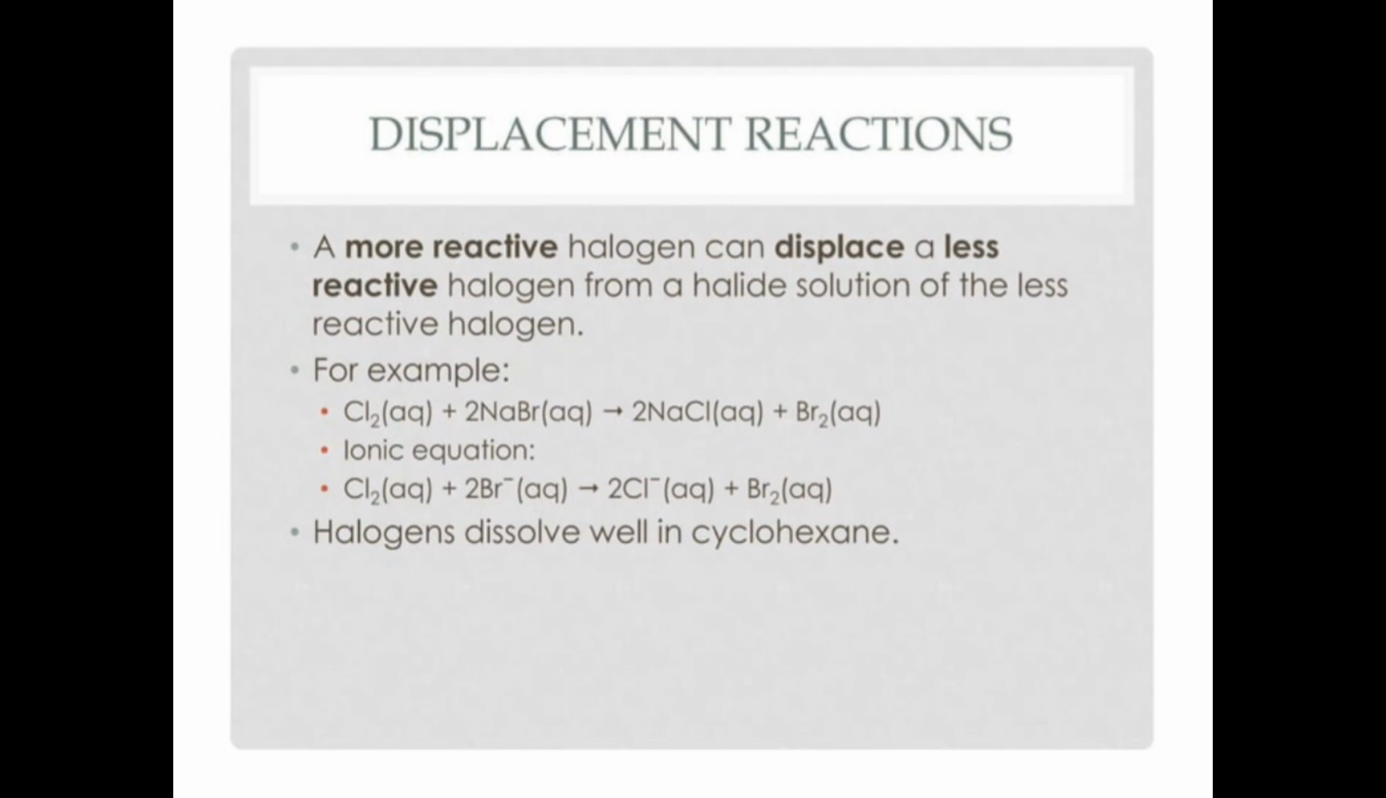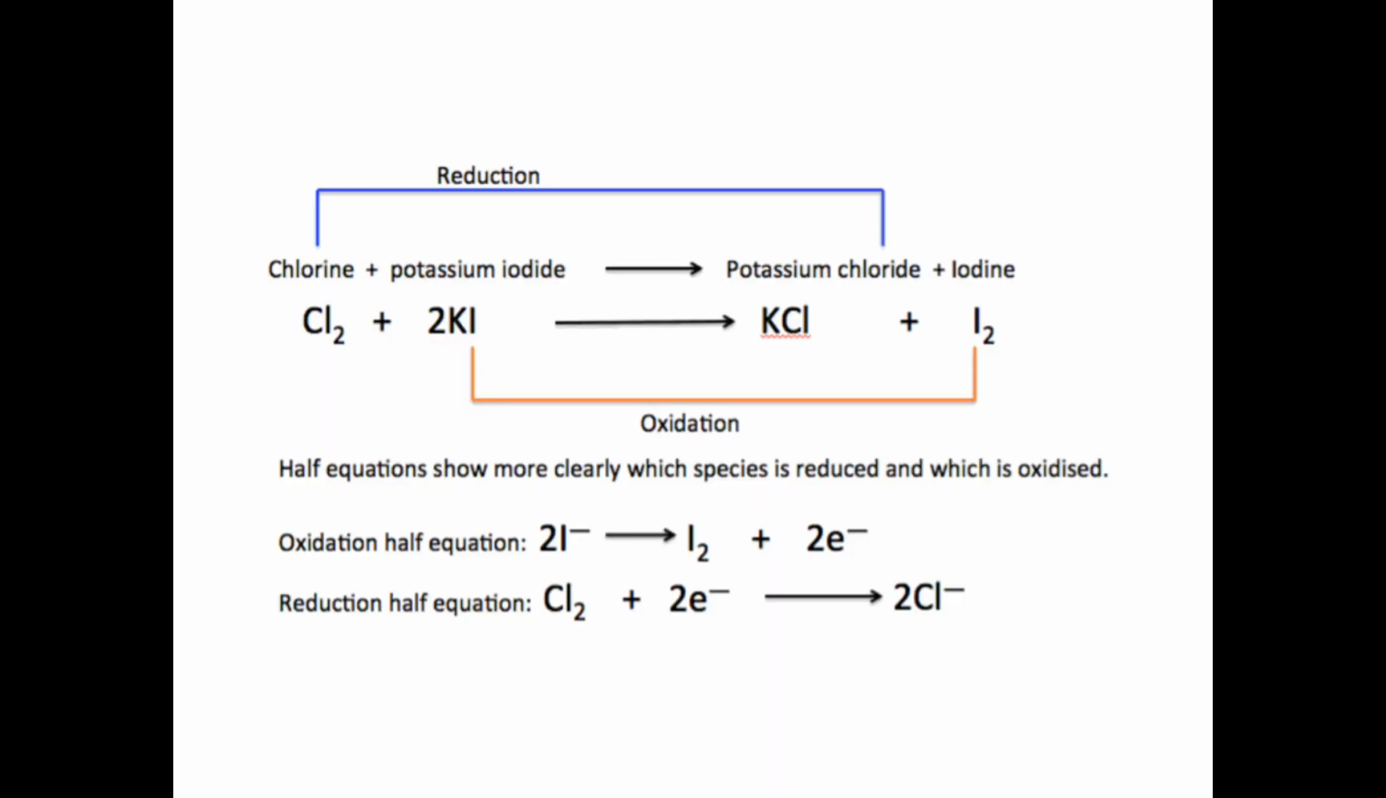Okay, chlorine moves from 0 to -1, while bromine moves from -1 to 0. Also note that the halogens can dissolve well in cyclohexane. They are relatively insoluble in polar solvents, but soluble in organic or non-polar solvents, and one of them is cyclohexane. They dissolve well in cyclohexane.